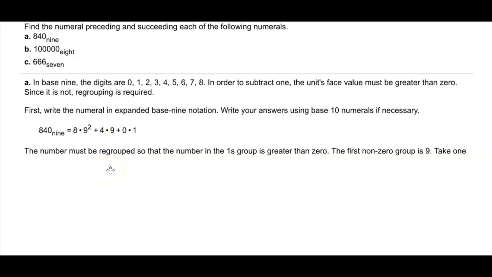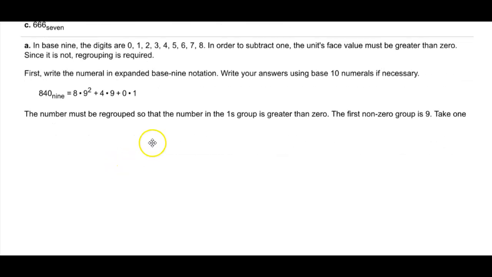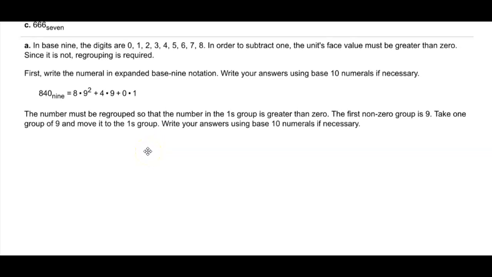Now the number must be regrouped so that the number in the ones group is greater than 0. And the first non-zero group is 9. So we're going to take one group of 9 and move it to the ones group, and then write your answers using base 10 numerals if necessary. So here we have the group 9 squared, 9, and then 1. Well, the original we have 840.